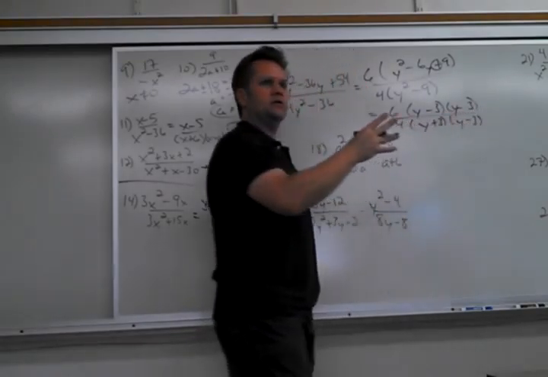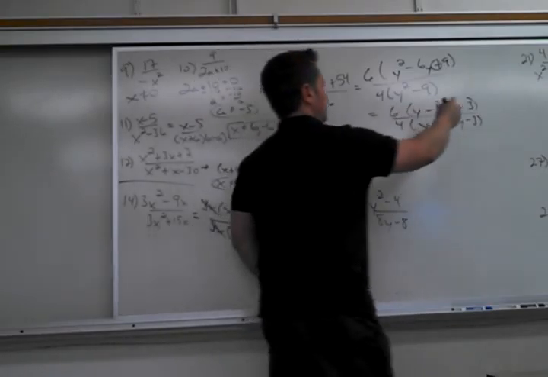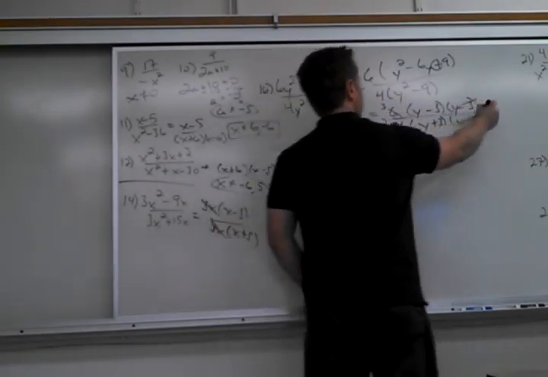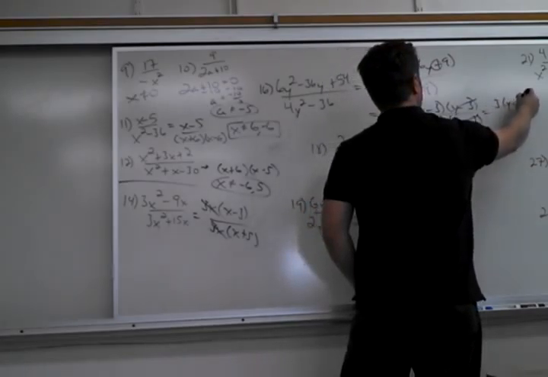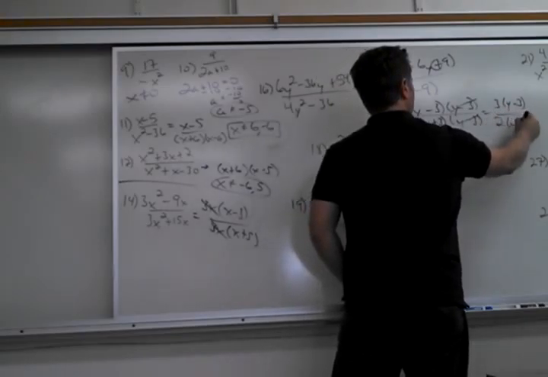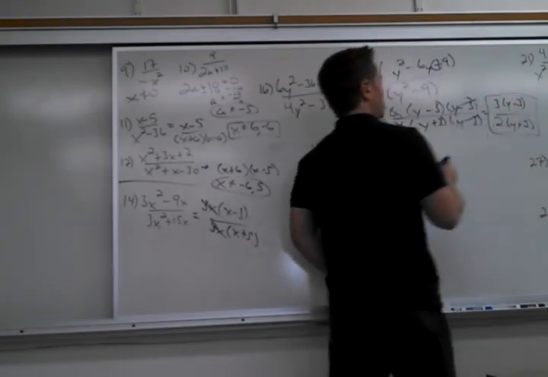So what cancels? Y minus 3. And? 2. Yeah, a 2 comes out of both of these. So your end result is 3y minus 3 over 2y plus 3. You guys see that?